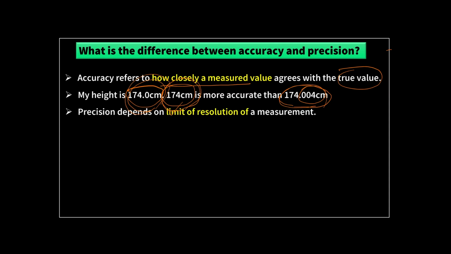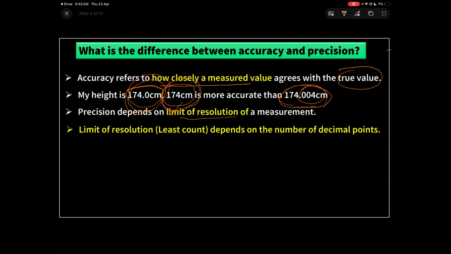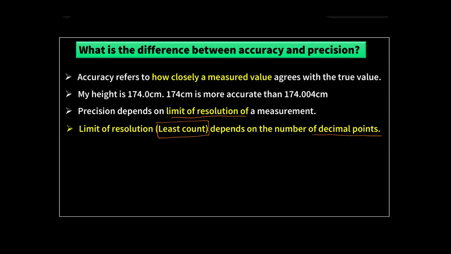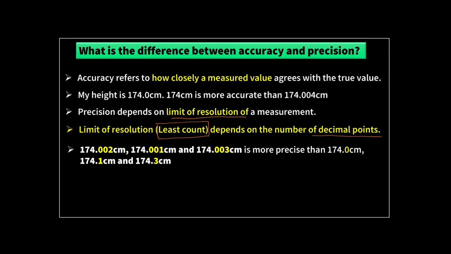Precision depends on the limit of resolution of a measuring instrument. What do you mean by limit of resolution? Limit of resolution is the least count of the instrument. Limit of resolution or least count depends on the number of decimal places. More the number of decimal points, look at this, 3 decimal points, 3 decimal points, 3 decimal points. More the number of decimal points means more precise.